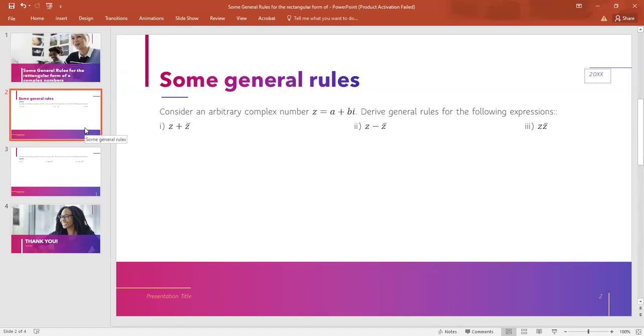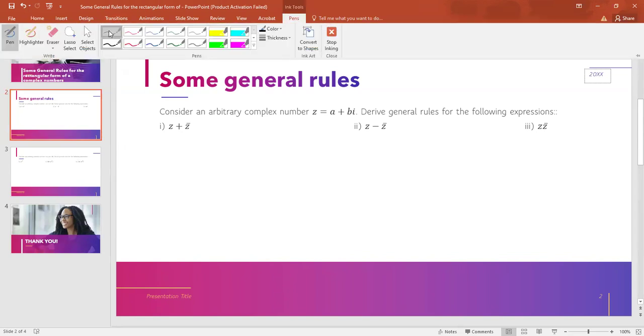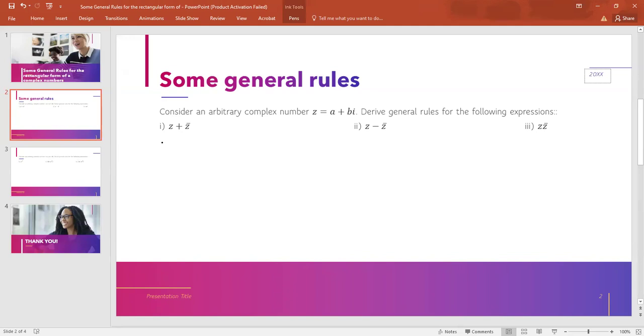The first expression is z plus z bar. I hope you still remember what z bar stands for. Remember that z bar stands for the complex conjugate of z, and the complex conjugate of z is obtained by changing the sign of the imaginary part of the complex number z. So we're going to have the complex conjugate of z equal to a minus bi.